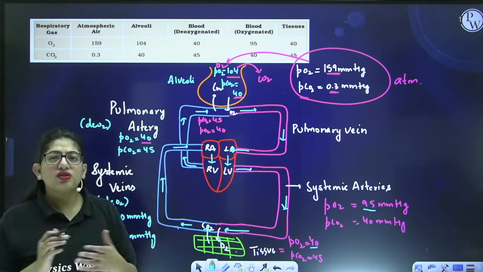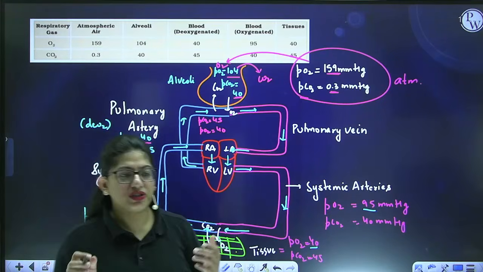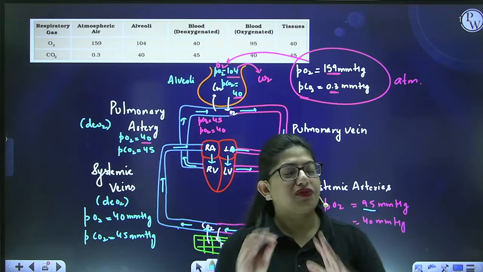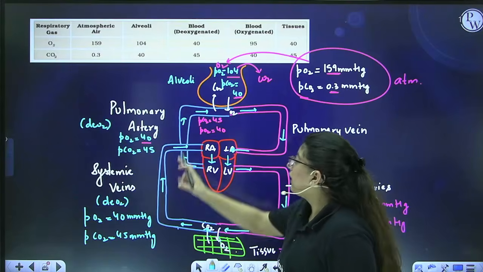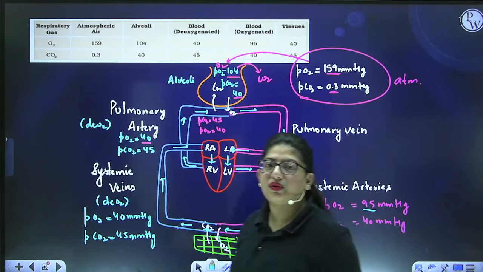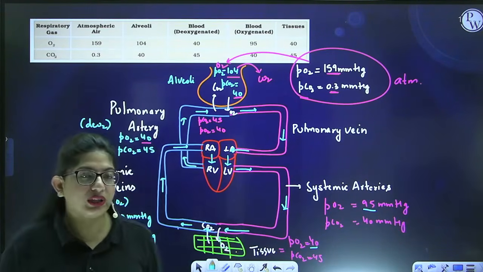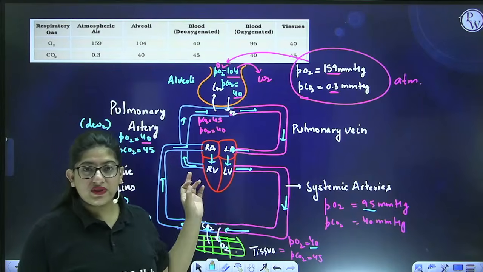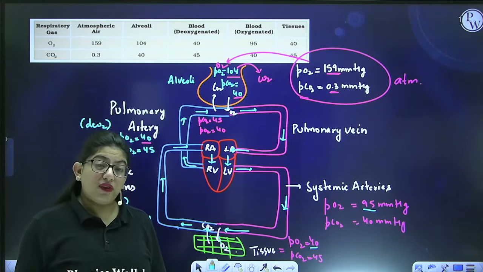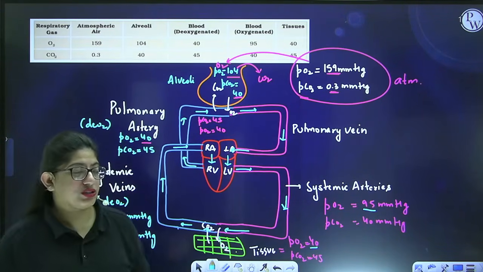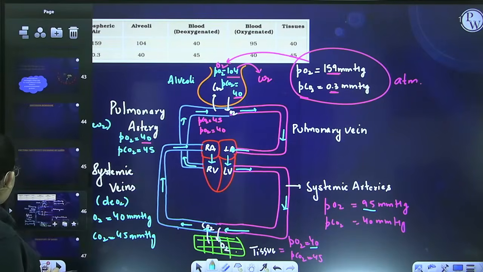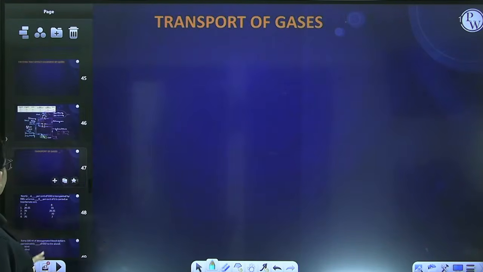So this is all just on the basis of difference in the partial pressure; the gases are moving just from high to low. You just need to know the values here and everything will go smoothly, and you need to understand the type of circulation. The gases will always move from high pressure to low pressure. Okay. All right. Let's move further and talk about the transport of gases.